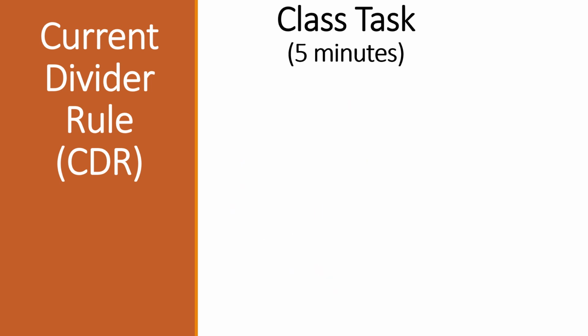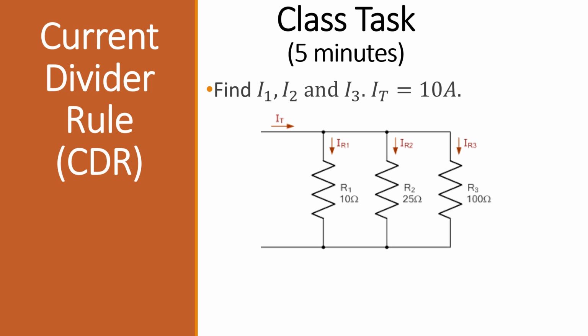Here is your class task. Can you find I1, I2, I3 for these 3 resistors that are connected in parallel when IT is 10 amperes, R1 is 10 ohms, R2 is 25 ohms and R3 is 100 ohms? Take 5 minutes to complete this task.